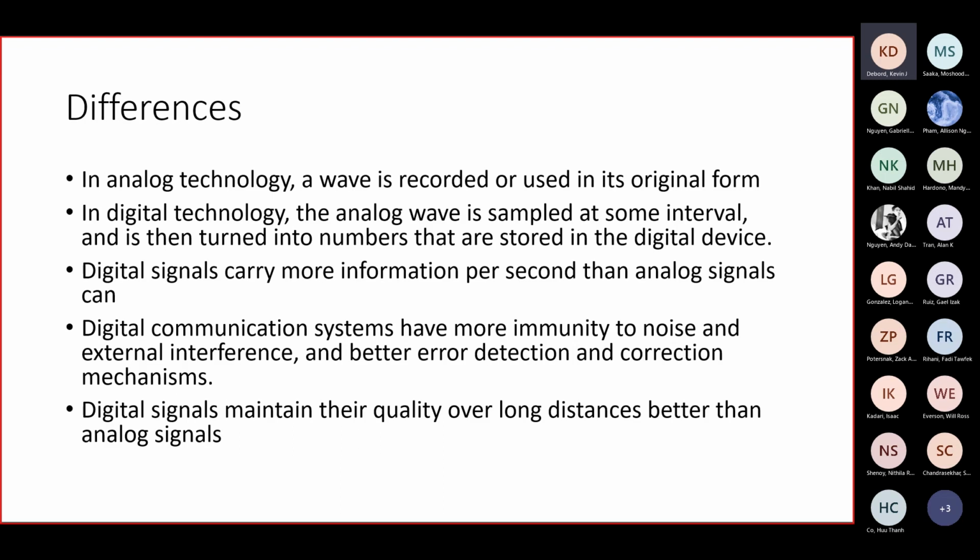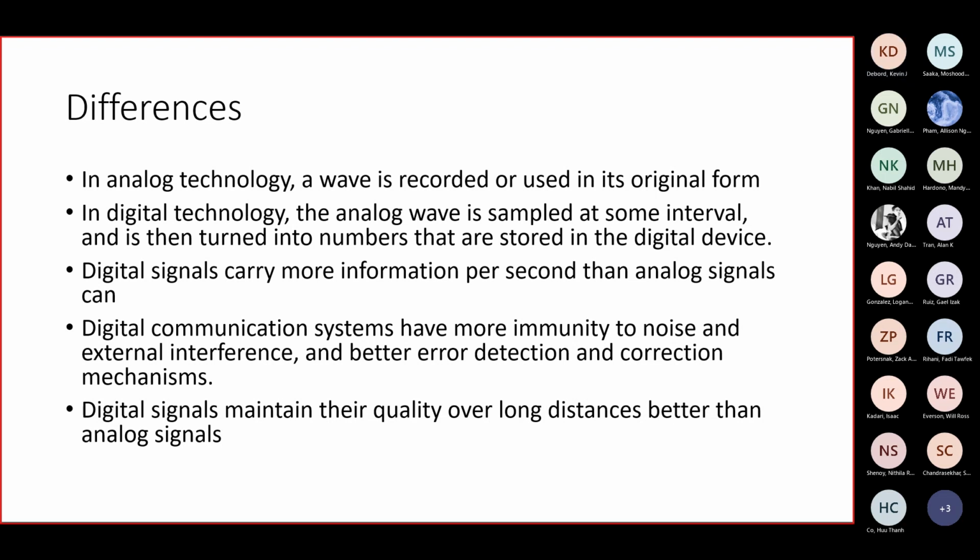So the differences. In analog technology, a wave is recorded or used in its original form. I believe she used the analogy of, what are those, the vinyls, right? In digital technology, the analog wave is sampled at some interval, and then it's turned into numbers that are stored in the digital device. We did that for ADC conversion. Easy stuff.